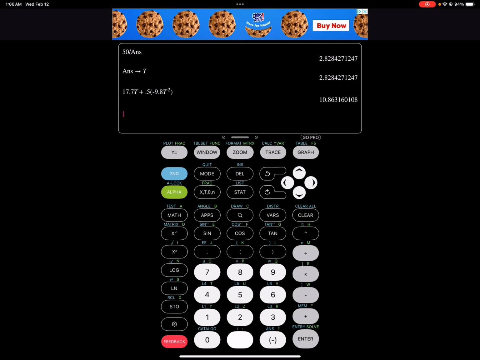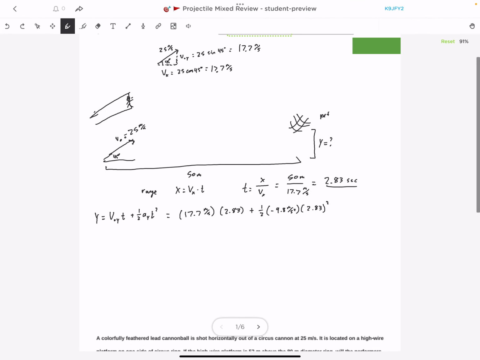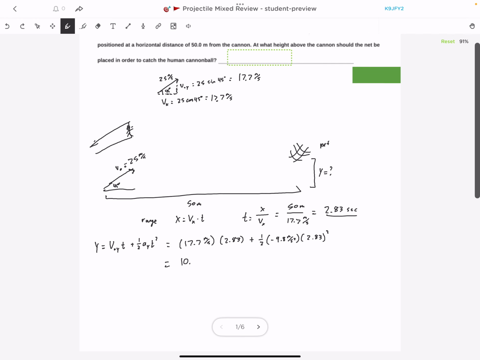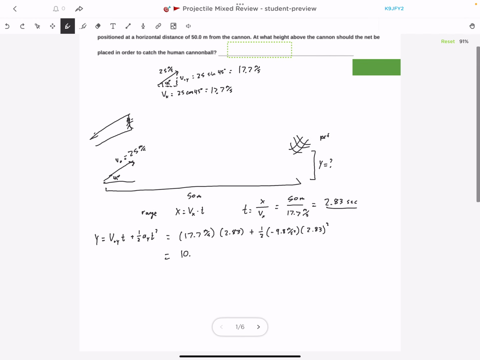Okay, so you put all that in the calculator. 10.86. Let's see how many sig figs we got. We got 3 sig figs, so it's going to round to 10.9 meters. All right, so that's our final answer.